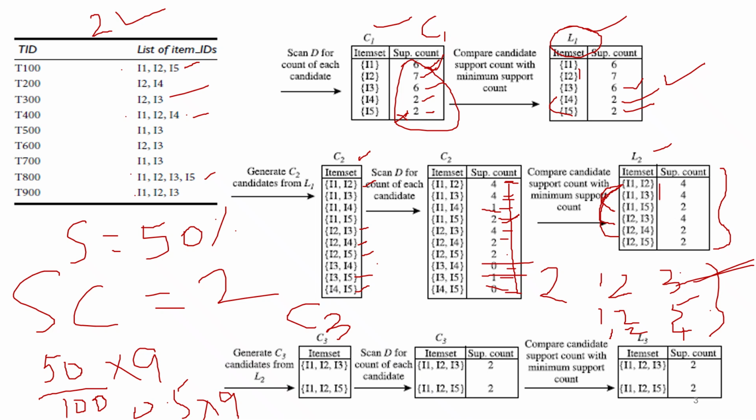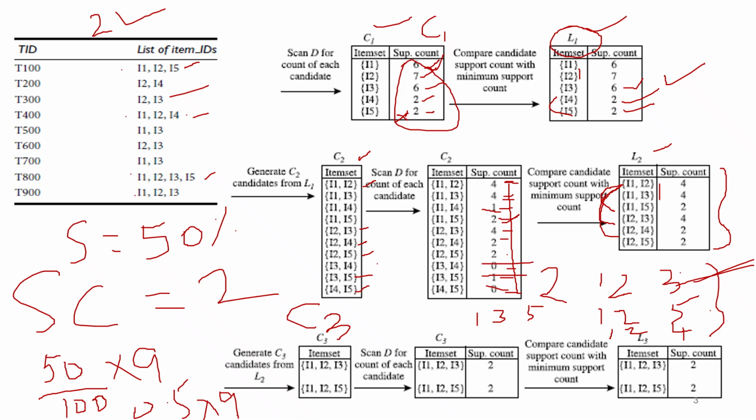So what is the combination? I1, I3, I5. So I'll get 1, 3 and 5. And then I1, I2, I5, where 1, 2, 5 is already there. Then I1, I2, I3, which is also already there. Then I1, I2, I4, which is already there. Then I1, I2, I5 again, which is already there.